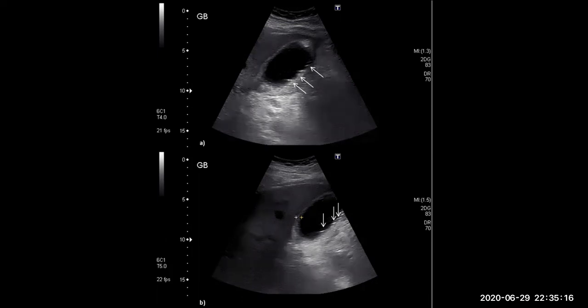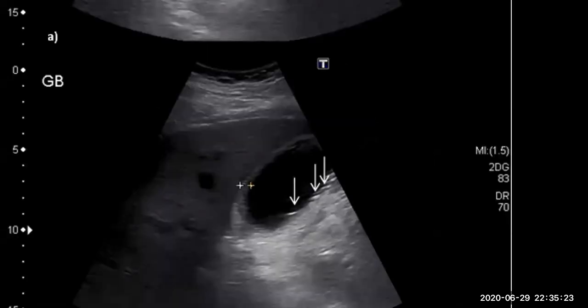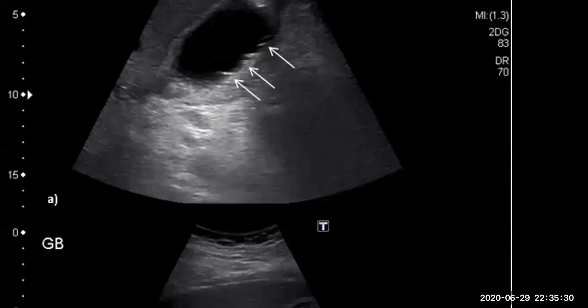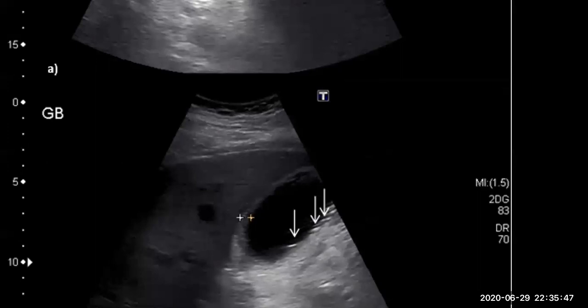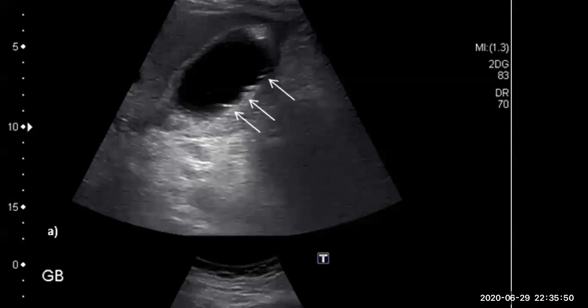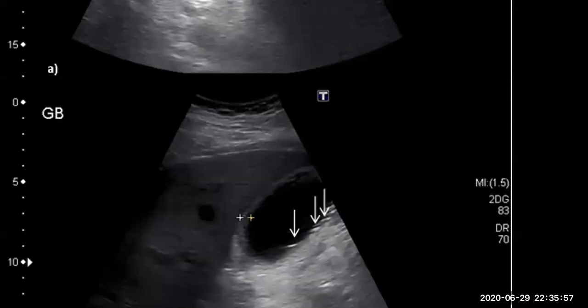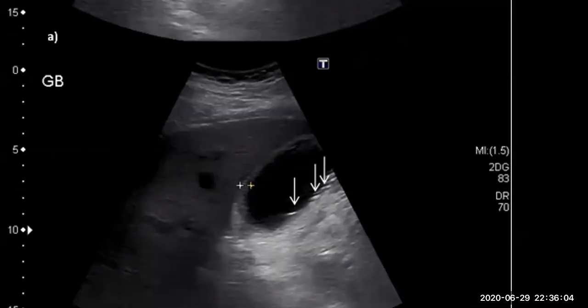Look again on these areas. Okay. This is multiple debris containing fixed sludge. You see here, it goes with not real shadowing, okay? With dirty shadowing, okay? And some thickening of the wall, more than 3 millimeters in this patient, okay? And with dirty shadowing, okay?